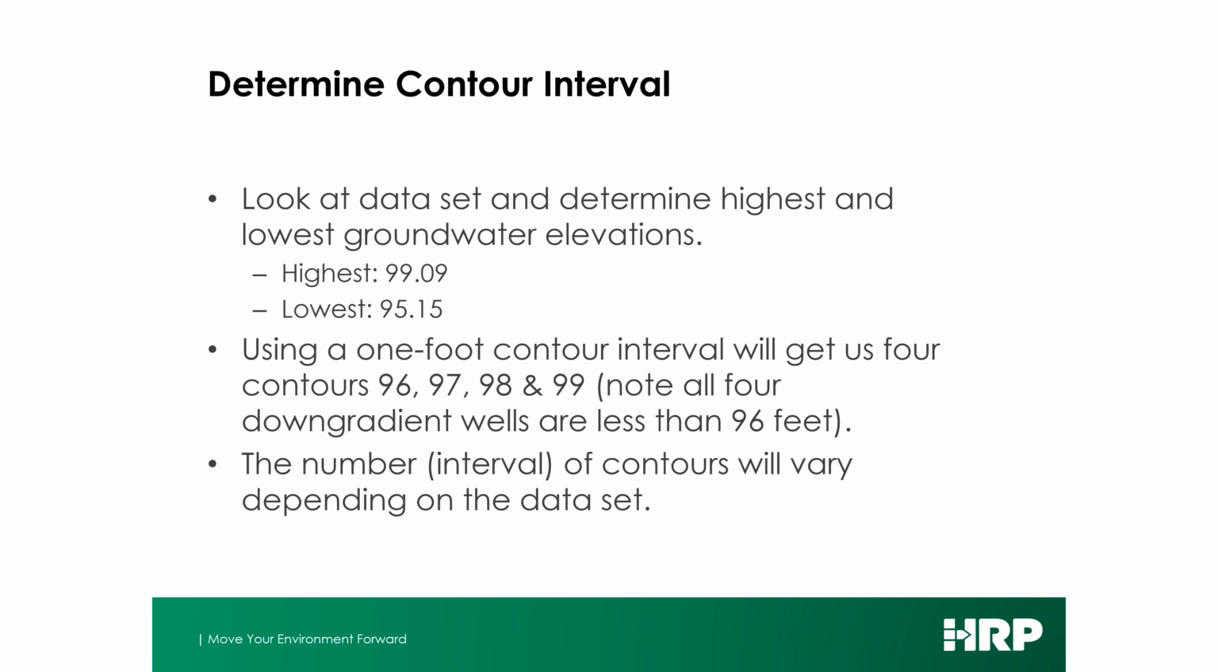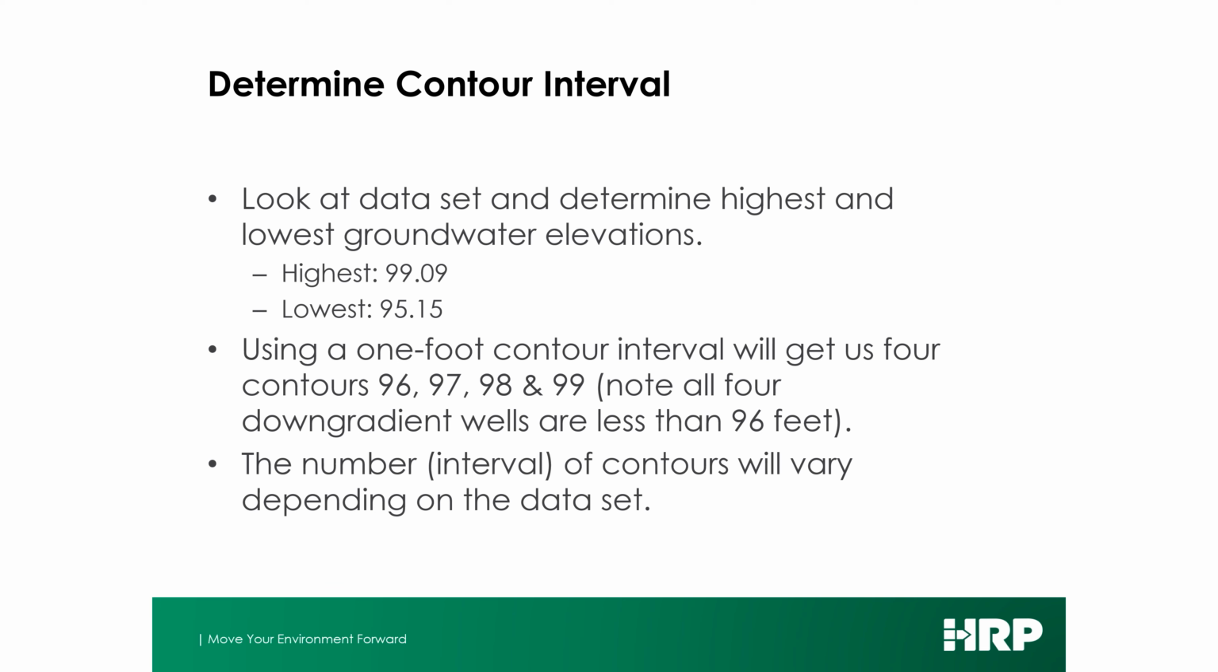How many contours you need and what the spacing is depends on the data set. You get out in some areas where the groundwater is flat as a pancake, you might be contouring to the 100th. In this case, it's an easy one, about 4 plus feet of relief in the water table between the upgradient well and the downgradient ones by the river.